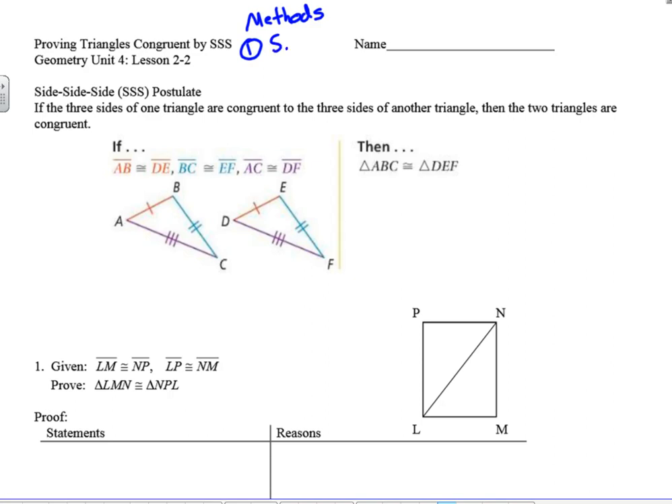So the first method we talked about in our last lesson was side, angle, side. And the method that we're going to look at today is called the side, side, side postulate. And it says if three sides of one triangle are congruent to three sides of another triangle, then the two triangles are congruent. So we've got a picture here. If AB is congruent to DE, BC is congruent to EF, and AC is congruent to DF, then the triangles are congruent. And the reason that we would put is that side, side, side is congruent to side, side, side.